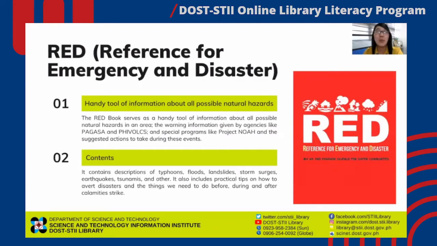Next is the Red Book, or the Reference for Emergency and Disaster Book. The Red Book serves as a handy tool of information about all possible natural hazards in an area. The warning information given by agencies like PAGASA and PHIVOLCS and special programs like Project NOAH and the suggested actions to take during these events. The Red Book can be used by our grade 11 and grade 12 students as well as our teachers as a reference on the subject disaster readiness and risk reduction. So if you know someone who needs a reference on emergency and disaster, well, you can refer them the Red Book.